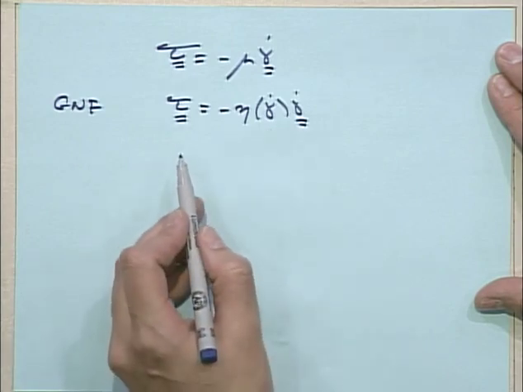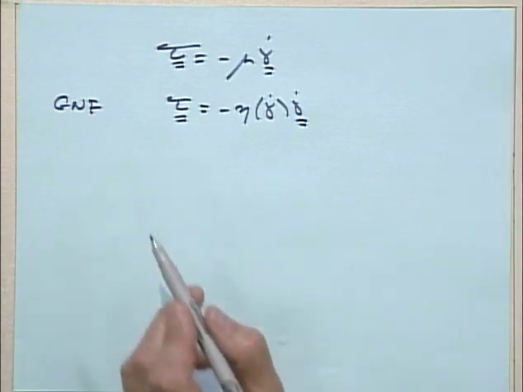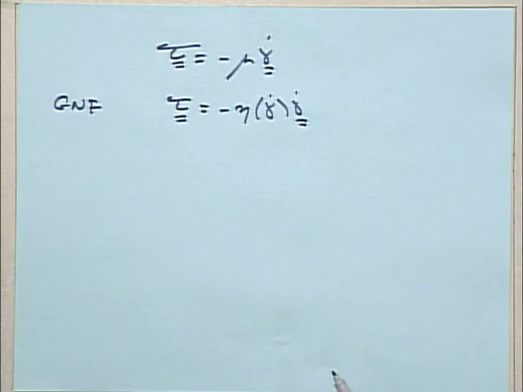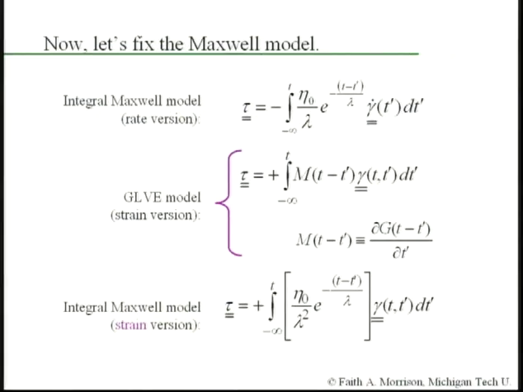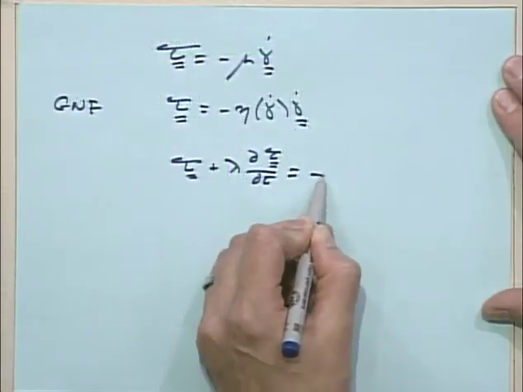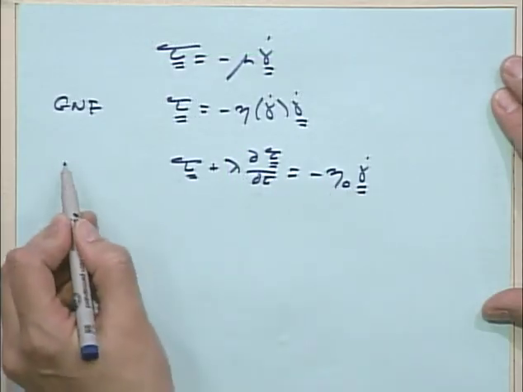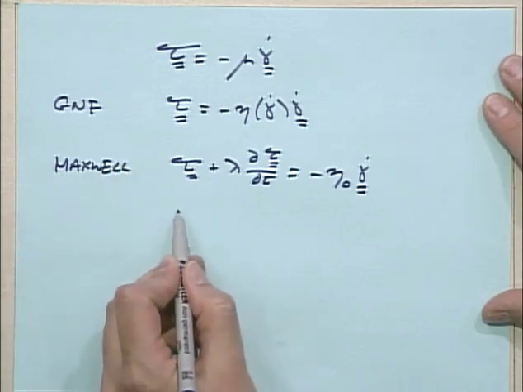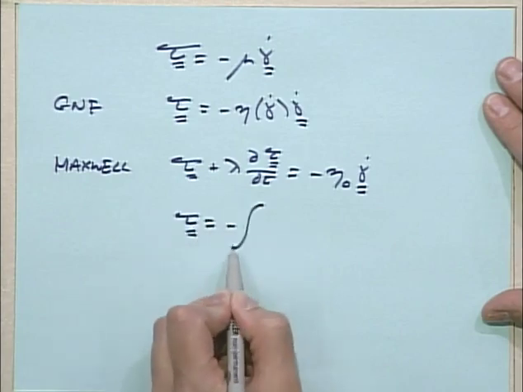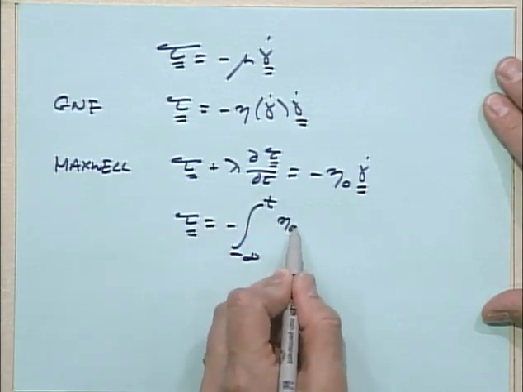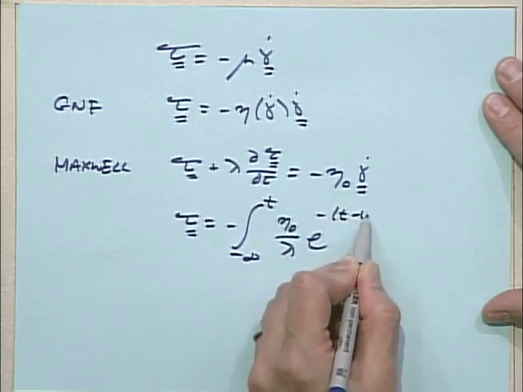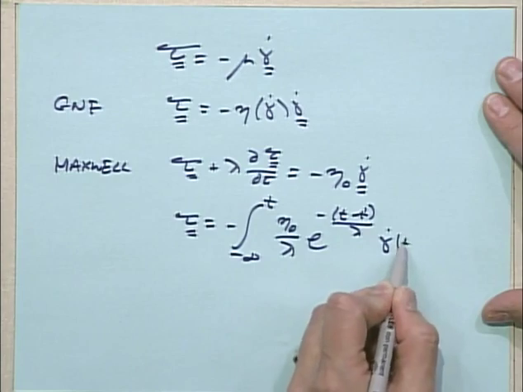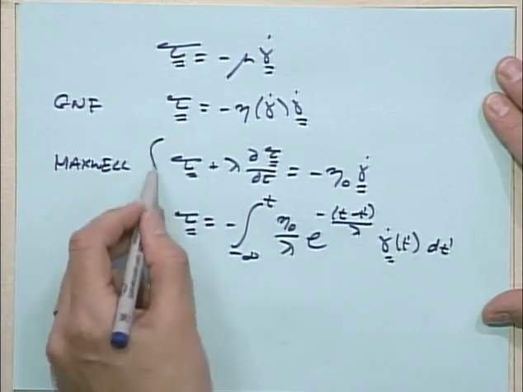We also talked about the Maxwell model, which was our first differential equation model. So that one is tau plus lambda d tau dt equals minus eta naught gamma dot. So this was the Maxwell model. Or we could write the Maxwell model explicitly. Tau equals minus the integral from minus infinity to t of eta naught over lambda, e to the minus (t minus t prime) over lambda, gamma dot of t prime dt prime. So these are the same model.